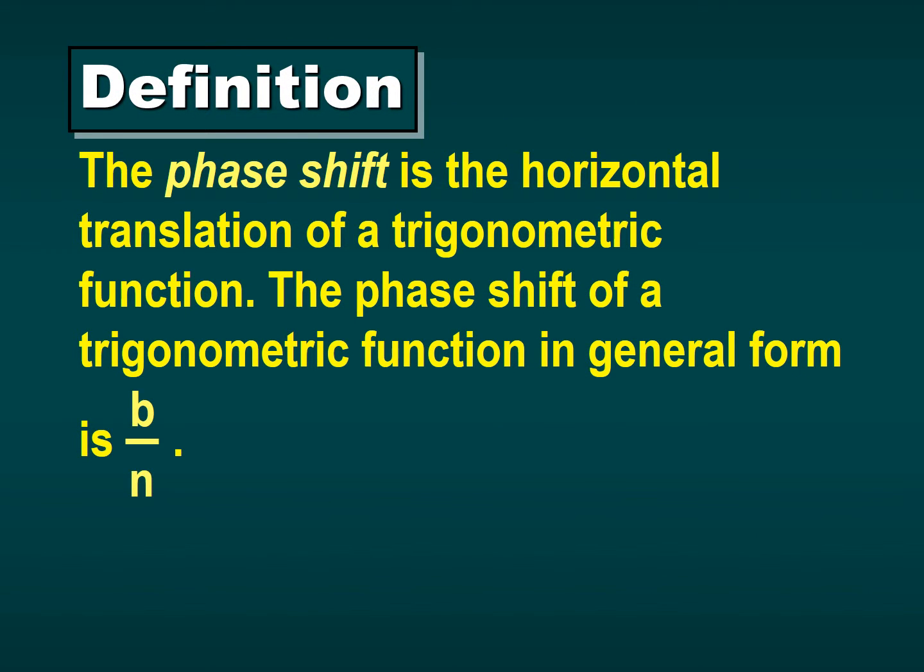We also have something called a phase shift, and to calculate the phase shift, we have to take our b value and divide it by n. So notice that in your general function, it was minus b, right? So minus b will move right, plus b will move left, and you have to divide it by n, which is the number that appears in front of theta.